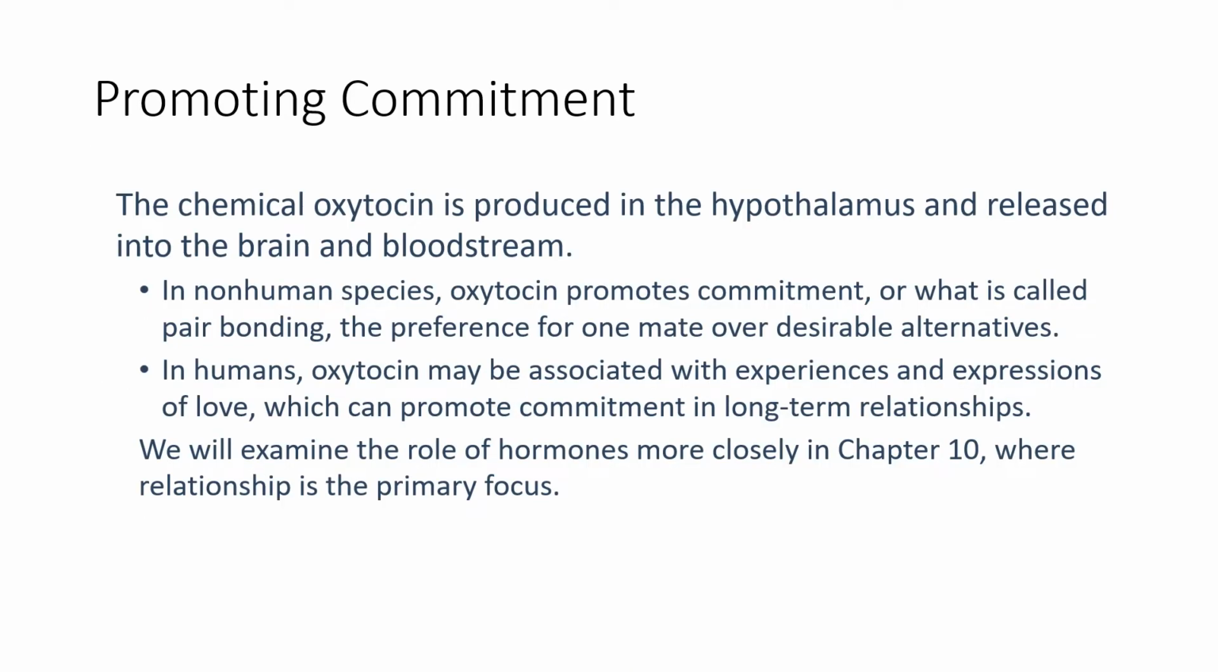So oxytocin is the main attachment hormone we think about. It's produced in the hypothalamus and released into the brain and bloodstream. And we have some fascinating studies showing that oxytocin promotes commitment, pair bonding, the preference for one mate over desirable alternatives. And so this is in non-human species, but we also have evidence in human species. Oxytocin is associated with experiences and expressions of love, which can promote commitment in long-term relationships. So again, we're going to study this more closely in chapter 10.